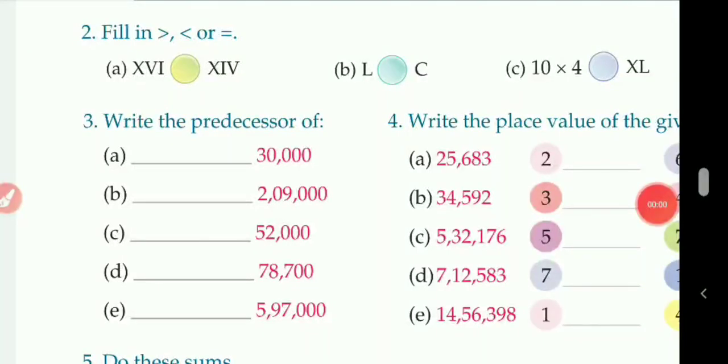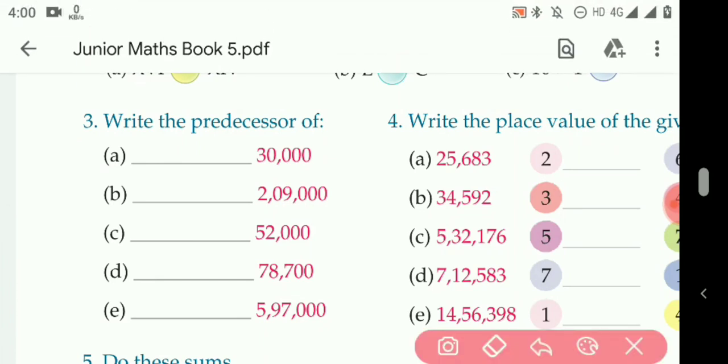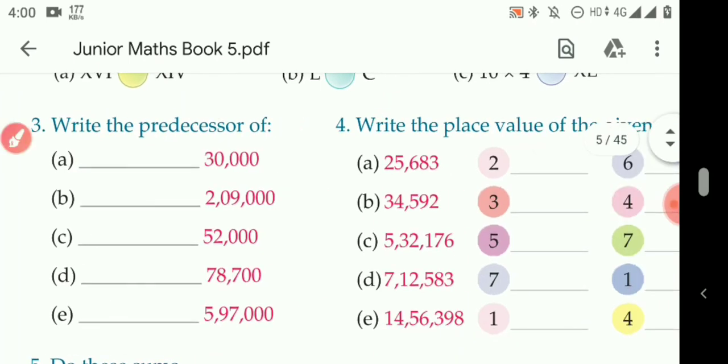Question number 3. Write the predecessor of. Predecessor means a number before, which means a number which comes before a particular number. In A part, dash 30,000, which means you have to write the number which comes before 30,000. It means 29,999. Rest of the questions will be your homework and you have to do it by yourself.